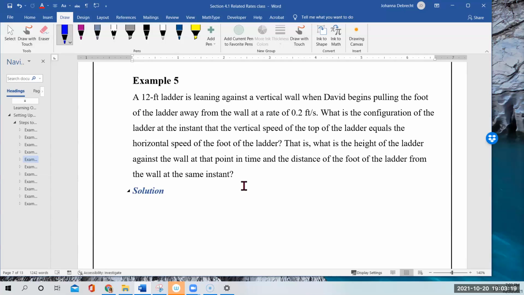The problem reads, a 12-foot ladder is leaning against a vertical wall when David begins pulling the foot of the ladder away from the wall at a rate of 0.2 feet per second. What is the configuration of the ladder at the instant that the vertical speed of the top of the ladder equals the horizontal speed of the foot of the ladder? That is, what is the height of the ladder against the wall at that point in time and the distance of the foot of the ladder from the wall at the same instant?